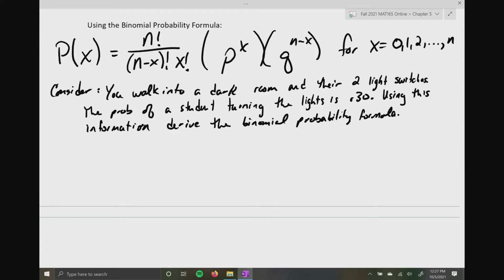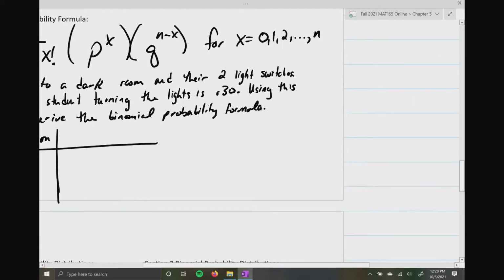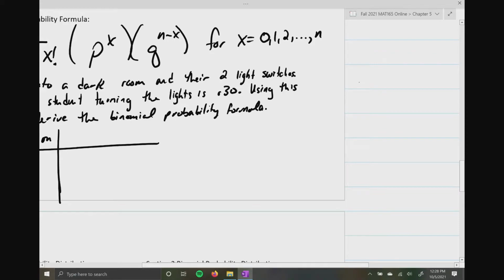All right, so here's what we got. You walk into a room, it's dark, there's 2 light switches. We know the probability that a student will turn on a light switch is 0.3, but the question becomes, how many different ways can that occur? Okay? So if you think about this, we're going to let x equal the switches turned on. Okay? So if we think about this, off to the right here, I'm going to draw a little table. So switch 1, switch 2.